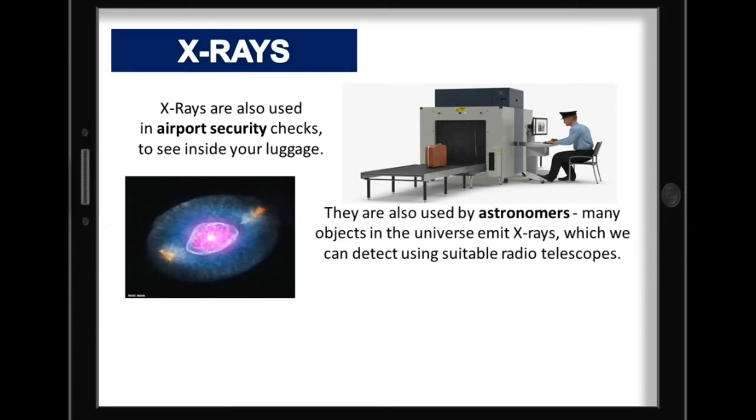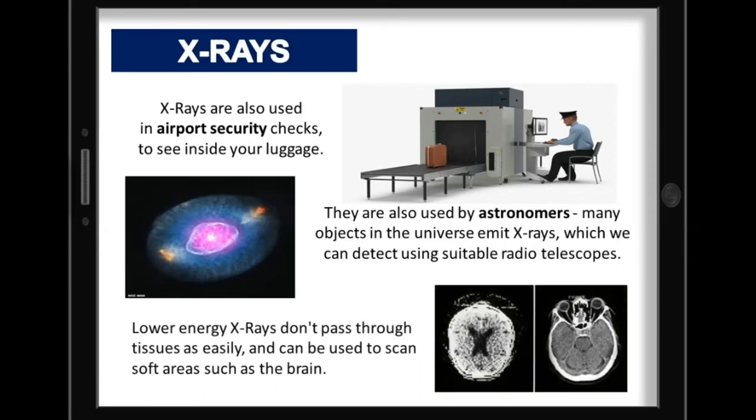They are also used by astronomers. Many objects in the universe emit X-rays, which we can detect using suitable telescopes. Lower energy X-rays don't pass through tissues as easily and can be used to scan soft areas such as the brain.